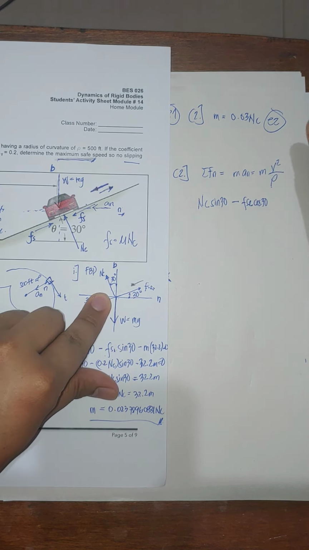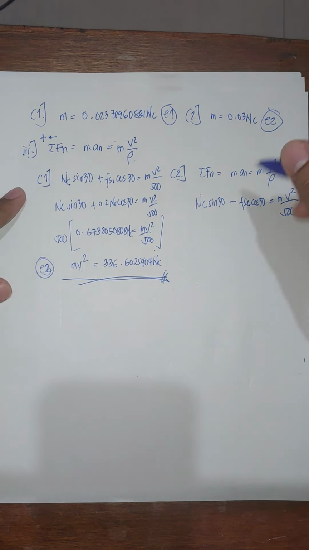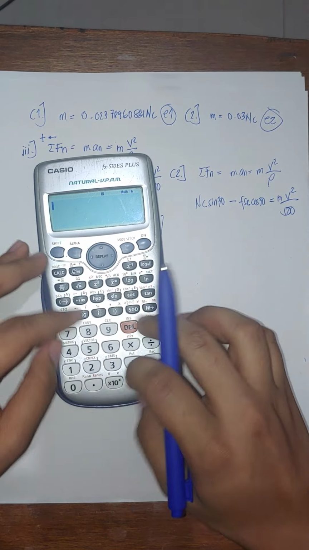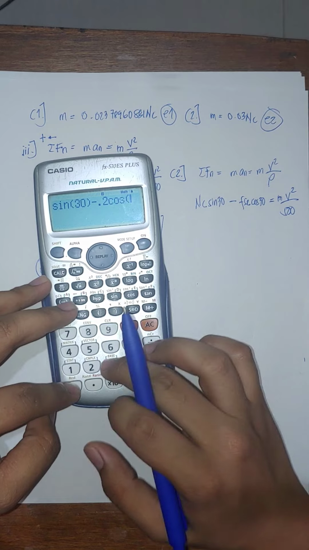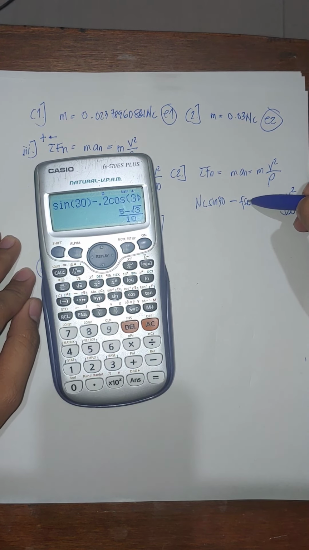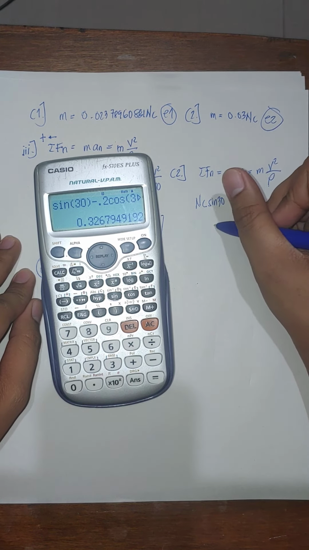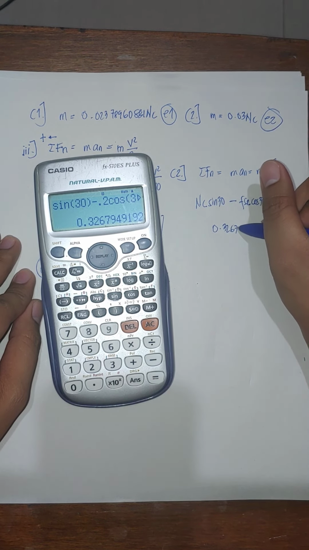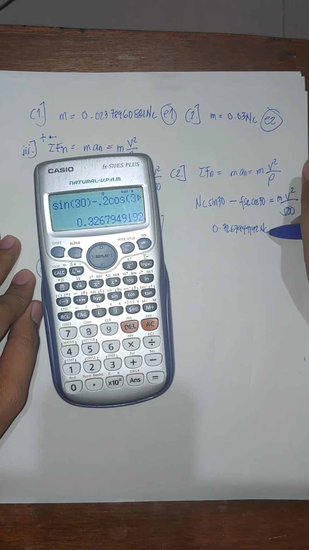So what else do we have? Nothing else. So that is just equal to mass times the square of the velocity over 500. Simplifying this, we have sine 30 minus 0.2 cosine 30. If you remember, this is 0.2 NC for Fs. So, we have a simplification here: 0.32679491192 NC is equal to mv squared over 500.